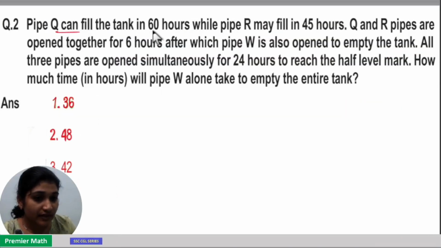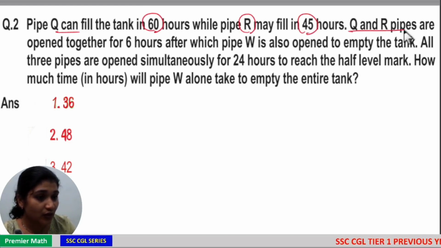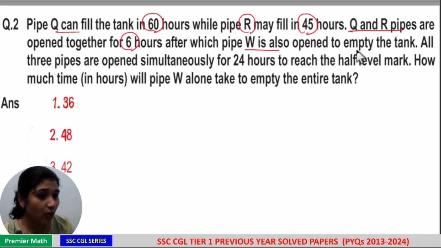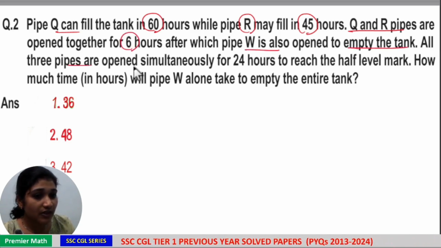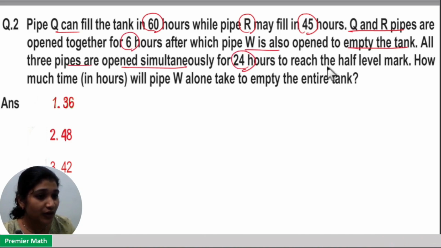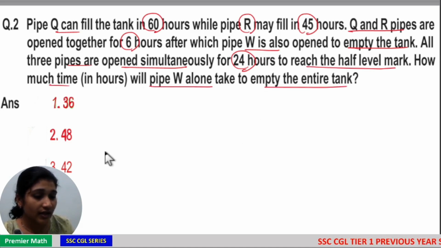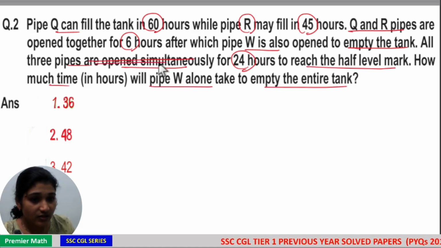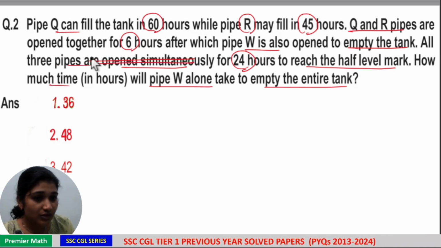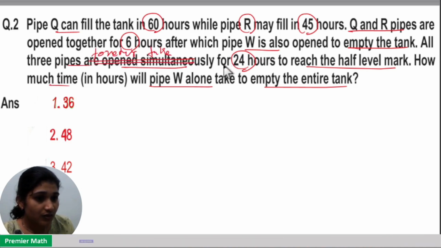Pipe Q can fill the tank in 60 hours, while pipe R may fill the tank in 45 hours. Q and R pipes are open together for 6 hours, after which pipe W is also open to empty the tank. All 3 pipes are open simultaneously for 24 hours to reach half level mark. How much time in hours will pipe W alone take to empty the entire tank? Here this sentence leads you to confusion, so I will write it as 3 pipes together take 24 hours to reach half level mark.